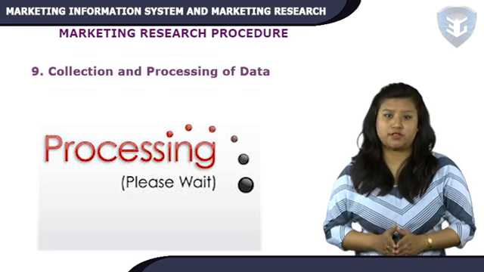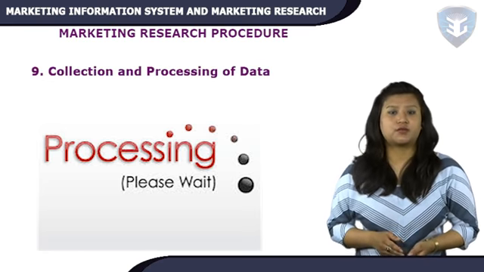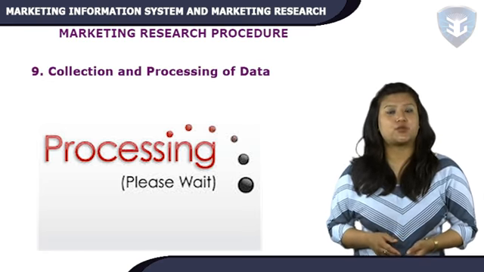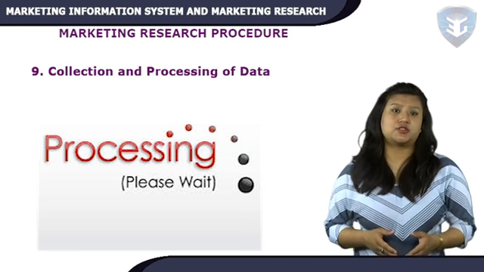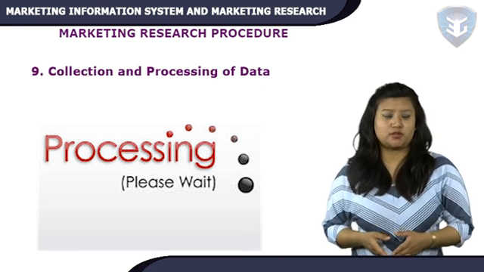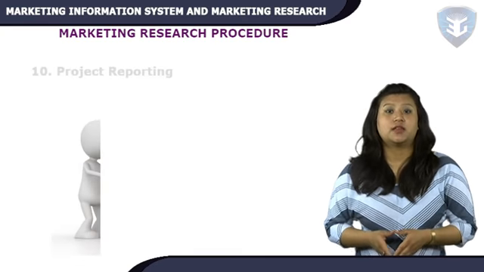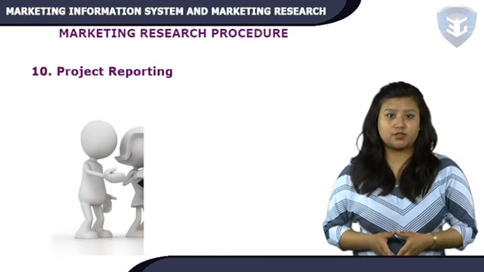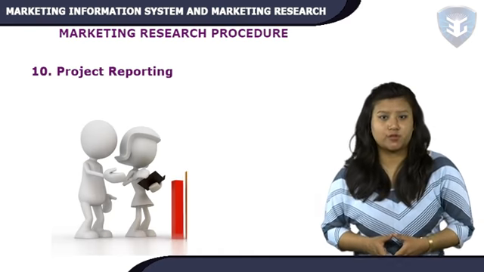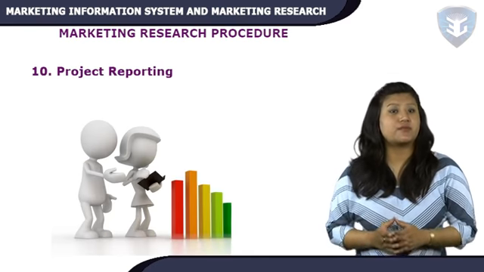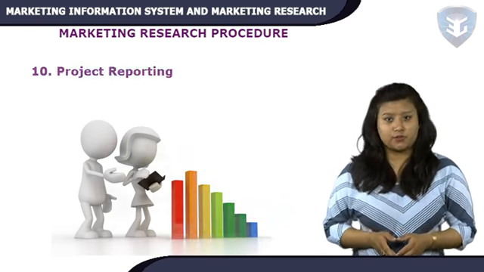Collection and processing of data. The ninth step in a marketing research process is collection and processing of data. In this stage, the data is collected from the respondents. The questionnaire is used for collecting data. Project reporting. The 11th step in a marketing research process is to prepare a project report. In this stage, the researcher prepares the final research report.